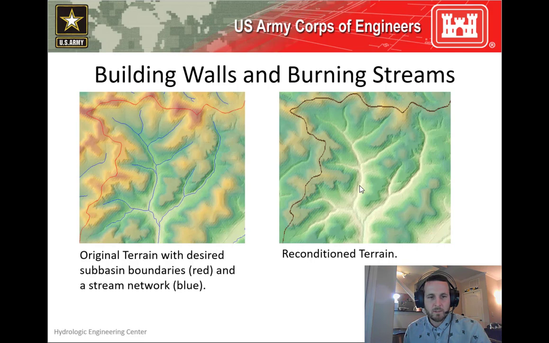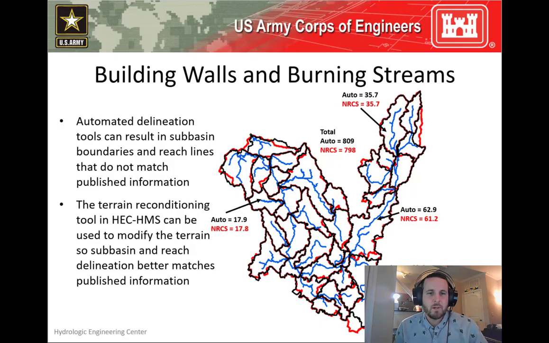First, I'd like to take a second to talk about a few scenarios where you might want to build walls and/or burn streams in your HMS model. All right, let's talk about a scenario where building walls might come in handy. In this picture, the subbasin delineations shown in red are published hand-drawn subbasin boundaries from the NRCS, and those outlined in black were generated by an automated GIS delineation tool using a 10-meter digital elevation map. Notice how the published boundaries differ in a few of the subbasins from the GIS delineated boundaries.